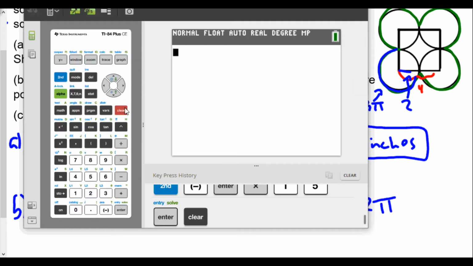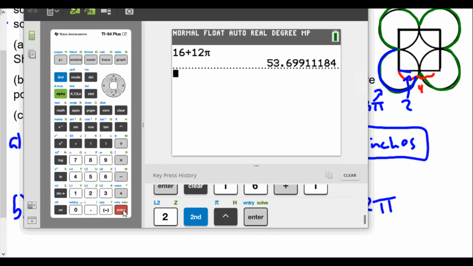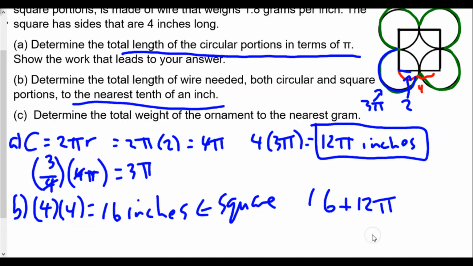Let me clear all this here. And so it's going to be 16 plus 12. And again, the pi symbol can be found by taking second caret, or the raised symbol for exponent. And so 16 plus 12 pi is going to be 53.699, which rounded off will be 53.7. So we get approximately 53.7 inches. And so this will be our answer for part B, to the nearest tenth of an inch.